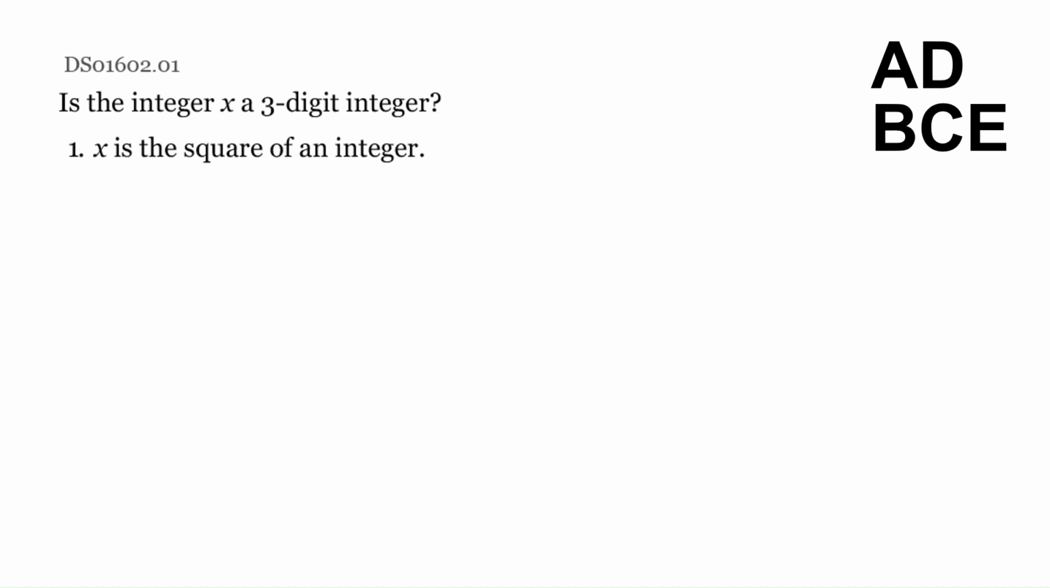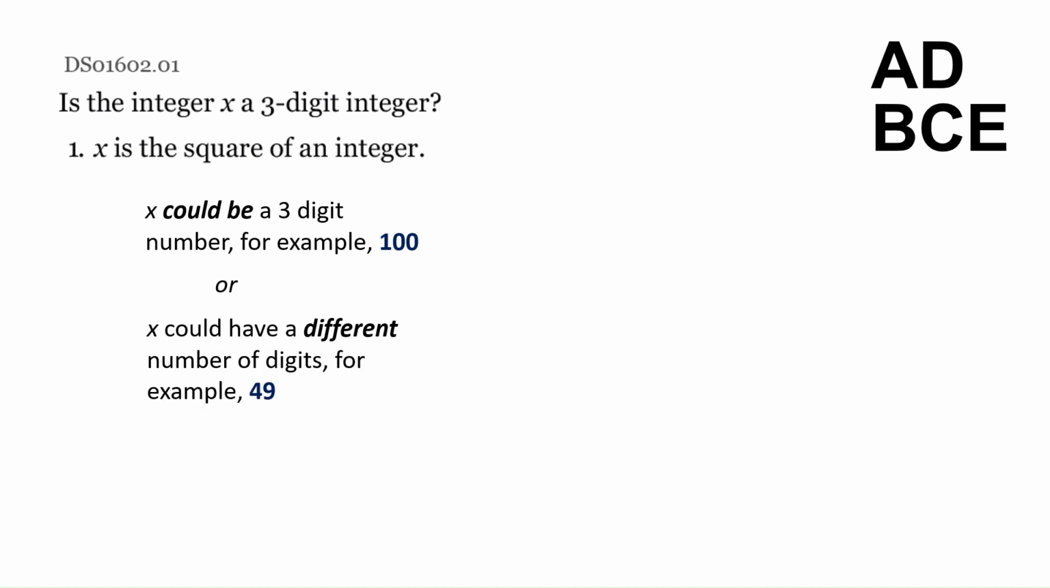Is knowing that x is a square number enough to say whether x is a 3-digit integer? No, it isn't. X could be a 3-digit integer, say 100, that's 10 squared, or it could be, say, 49, that's 7 squared, and have 2 digits. Statement 1 is not sufficient, and we can eliminate answers A and D. See my other video about using this grid to keep track of your elimination.